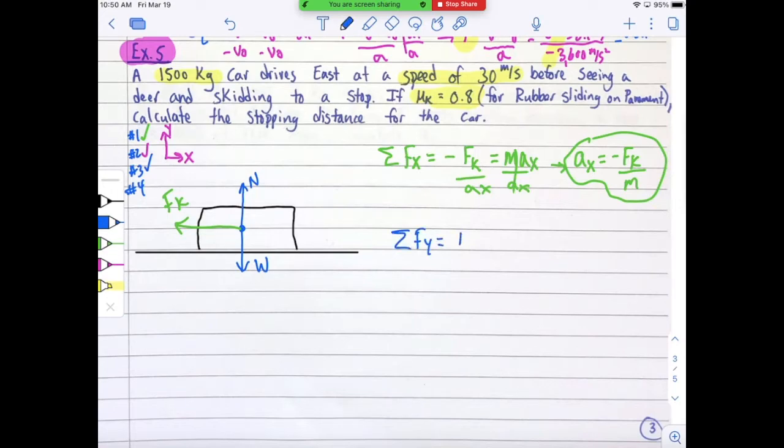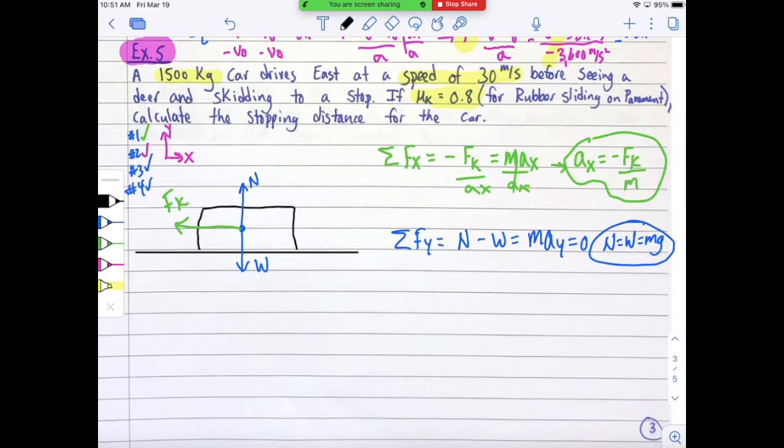All right, now let's sum our forces in the y. And again, we have the same thing we've gotten every time we've done these problems. N minus w equals may. There's no acceleration in the y direction, so that means that N is equal to w, which is equal to mg. So there's another equation that's nice to have just in our back pocket. All right, step 4 is complete.